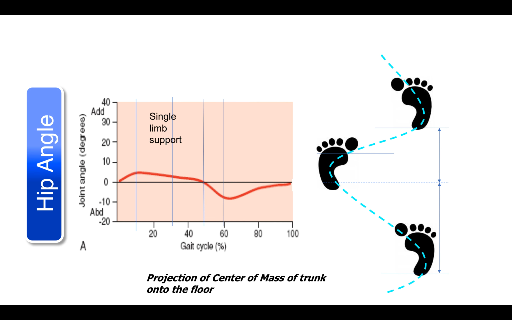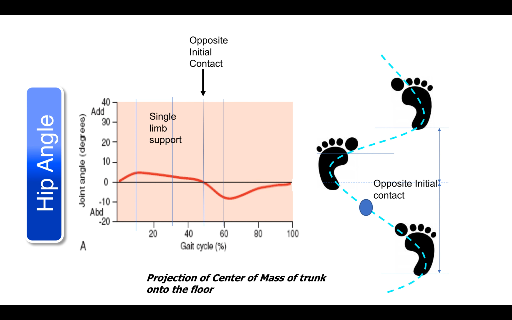So let's relate the hip angles now to where the center of mass is on the floor. At initial contact, this is a period of double limb support, so the center of mass is about halfway between each limb. And then as we go to foot flat, the center of mass is moving into the base of support of the stance foot. And then as we go to heel off, the center of mass has to move into the forefoot.